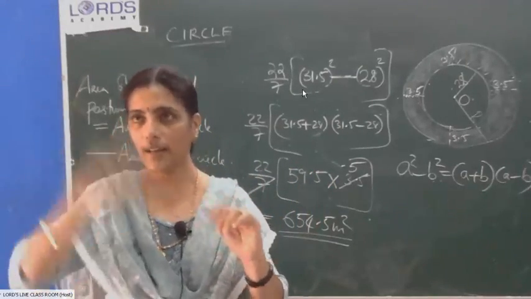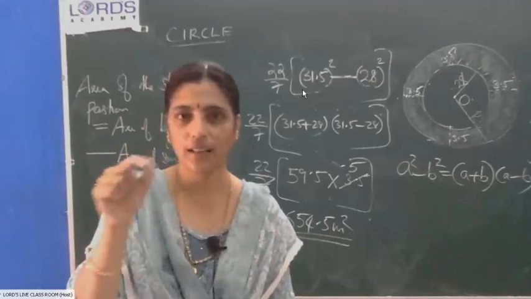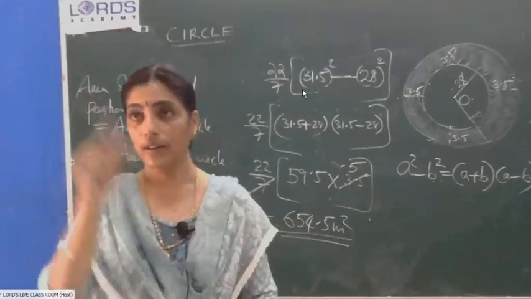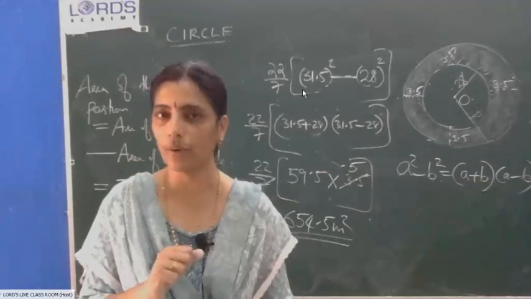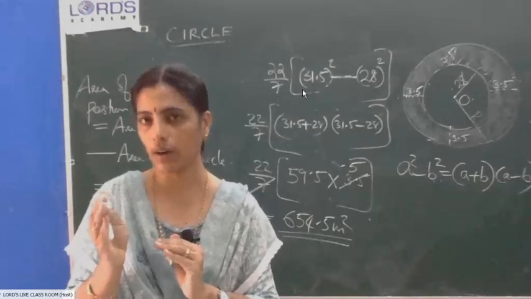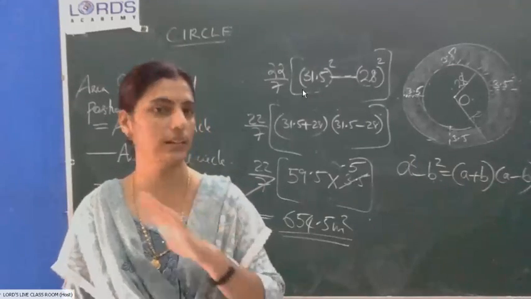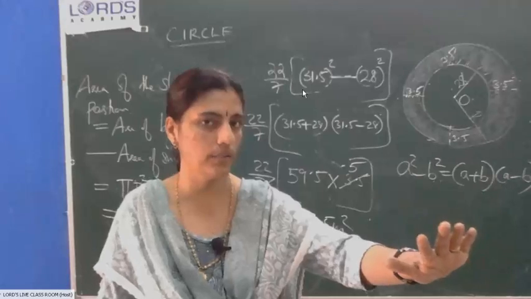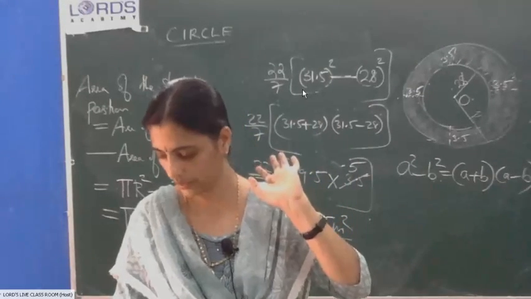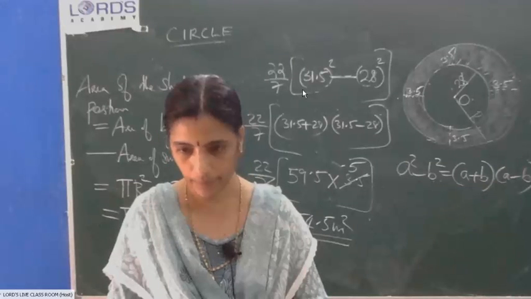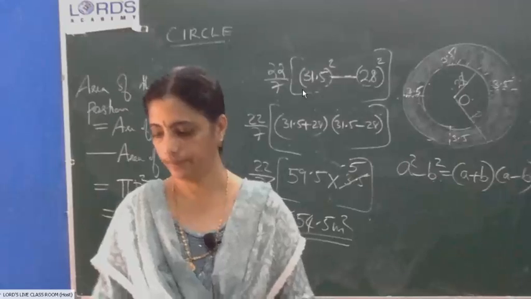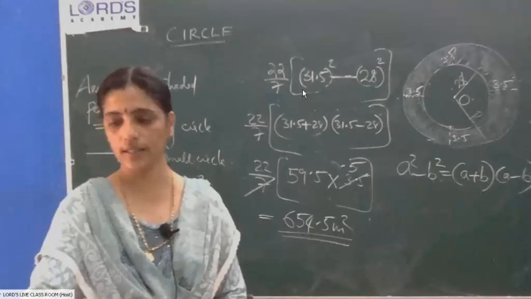Properties means the diagonals bisect each other at right angles for a rhombus. Diagonals are equal for a rectangle. Diagonals are not equal for a parallelogram. Likewise, some properties are there in connection with each quadrilateral. That only you have to write. Otherwise, no need to write area, perimeter, everything that we have already studied, no? That is not needed. Is it clear? Yes, clear? Okay.